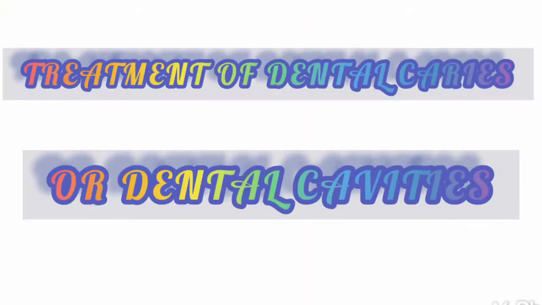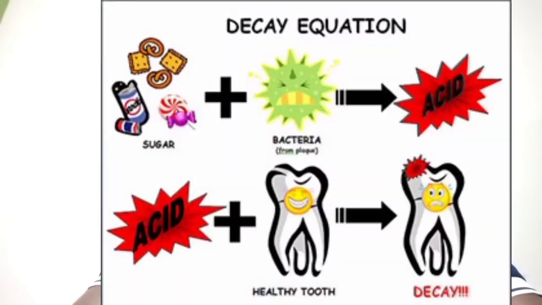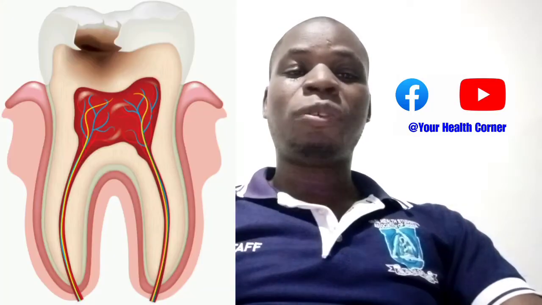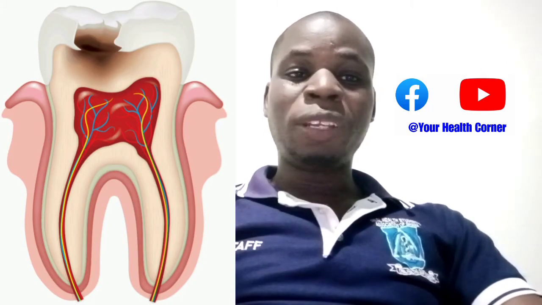Today we'll be talking about treatment of dental caries. Remember the other time we spoke about dental caries and we said they are cavities that develop in the teeth as a result of the microorganisms in our mouth converting sugary substances or sugary food into an acid, and this acid ends up dissolving the hard tissue of the teeth and then causing the cavity. Today we'll be looking at the treatment.